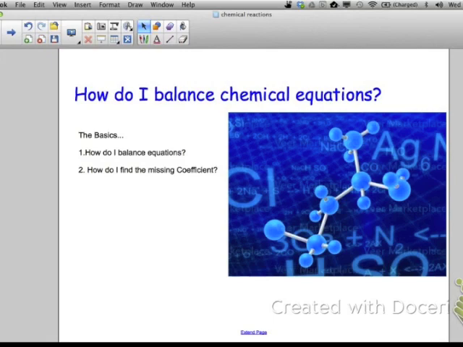Today's lesson we're going to be looking at is lesson 4.6, and it is the basics on how do I balance chemical equations. We're going to be looking at the very basics of it, what it means to balance it, what strategies I should use, as well as how do I find the missing coefficients. So with that, we're just going to get started with a little bit of review and then get into balancing.